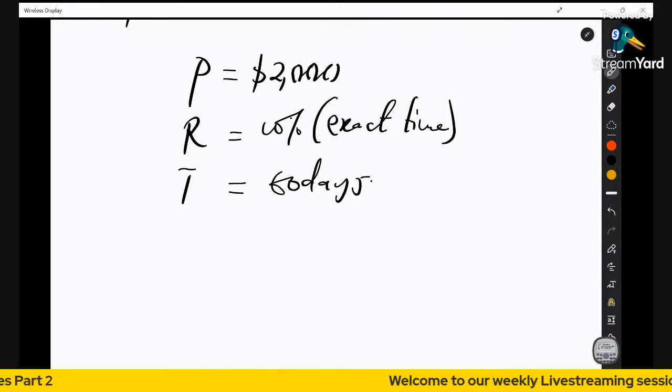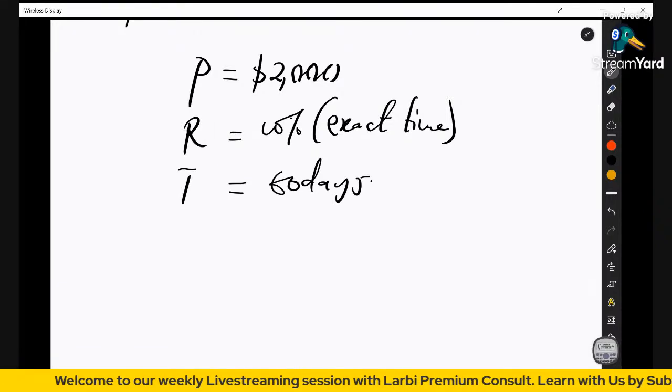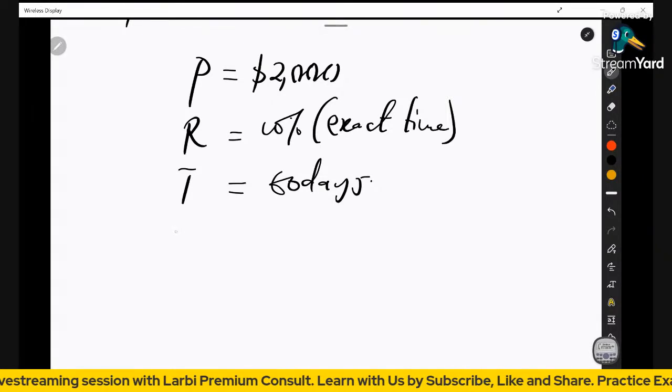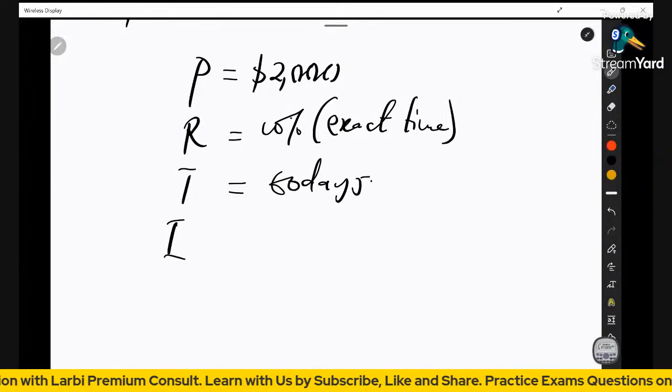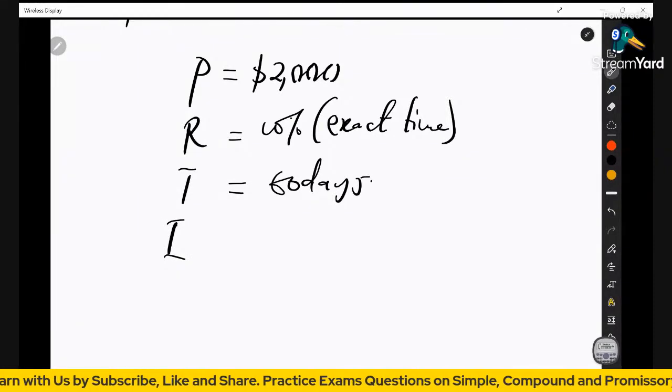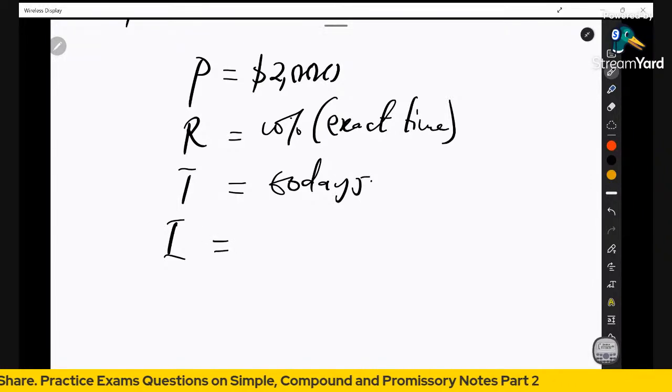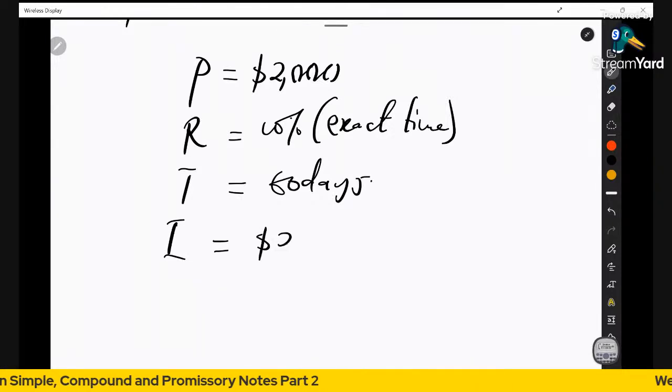And remember, we are also making use of the exact time, right? And the time is 60 days. So the question is, what is the interest on this note of 2000 that must be paid within 60 days? So how do you calculate that? Here you tell us that interest should be equal to the principal, which is 2000, right?